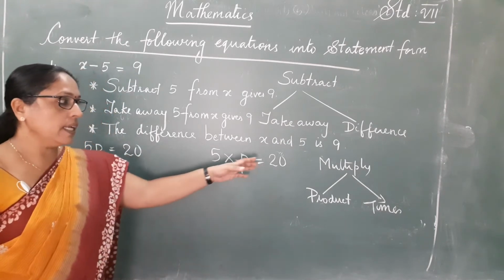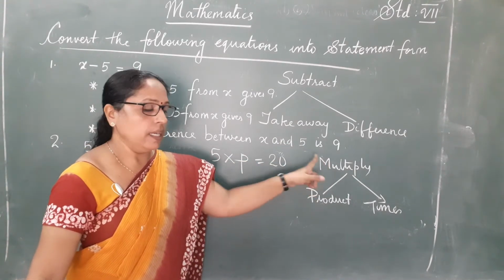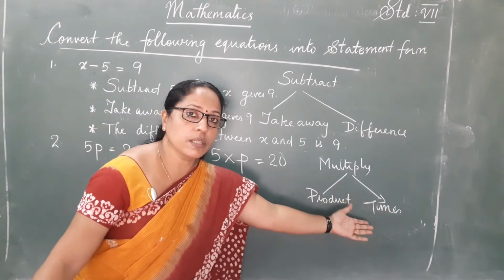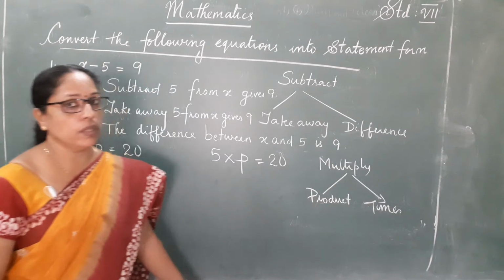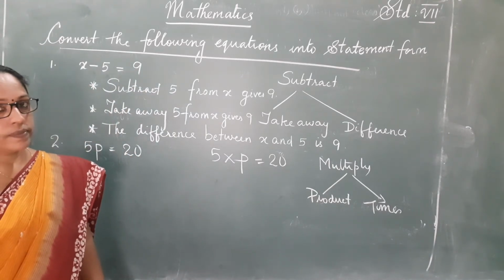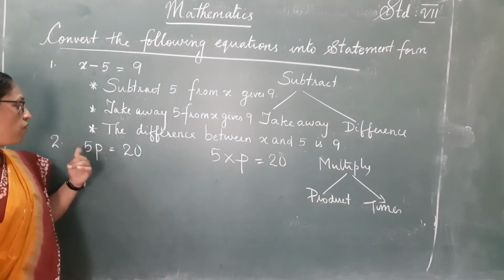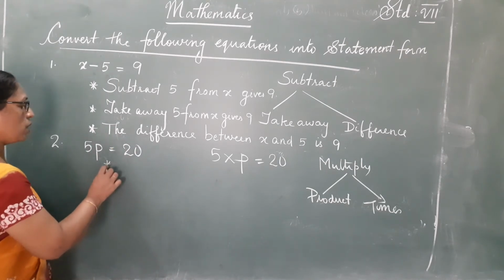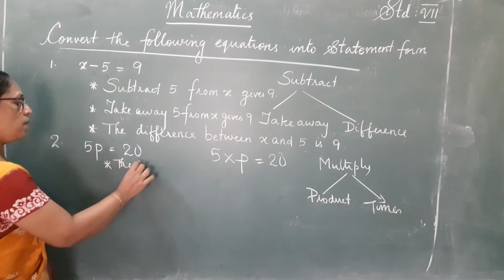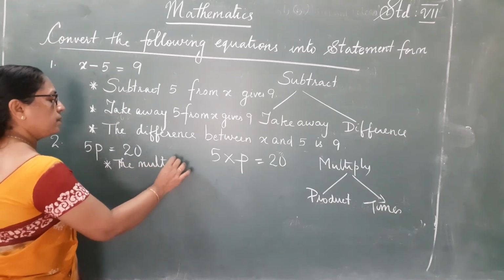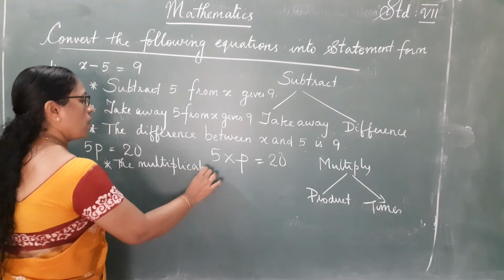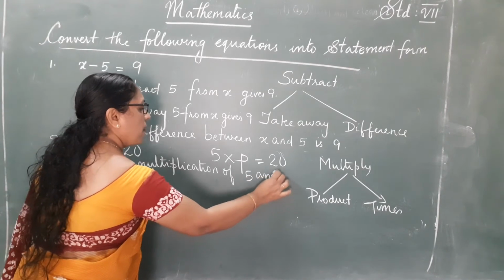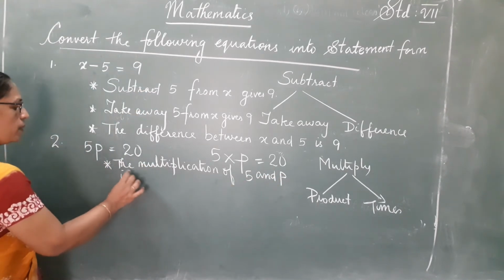Okay, so you can create a statement using the word multiply. You can create another statement using the word product. You can create another statement using the word times. So using multiply, how do we create? Yes, the multiplication of 5 and p is 20. Correct. The multiplication of 5 and p is 20.